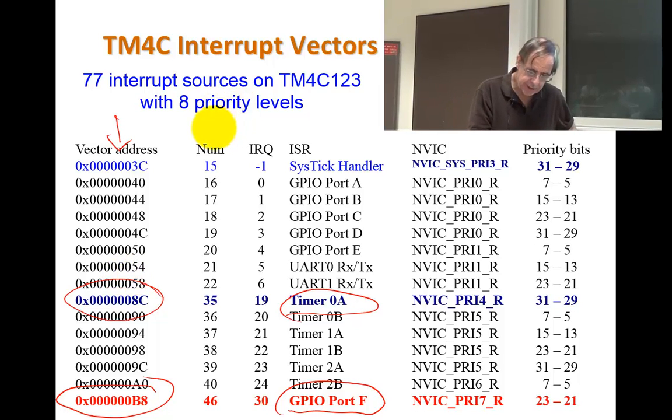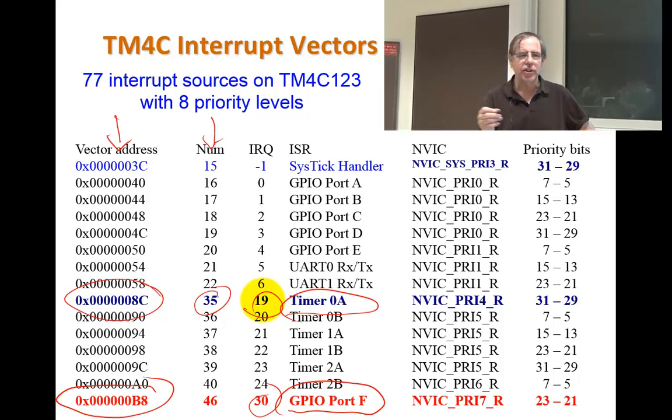The next column that's interesting is the number. You're actually going to see this number in the processor. So if you're in the timer 0A interrupt service routine, we will see a 35 in one of the interrupt registers so that you know where it is. We will see that interrupt number 19 is IRQ 19, and so we're going to set bit 19 in the enable register for enabling, and set that bit in the disable register for disabling.